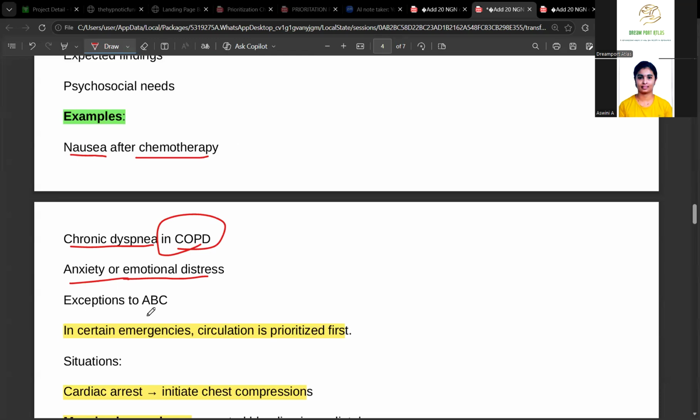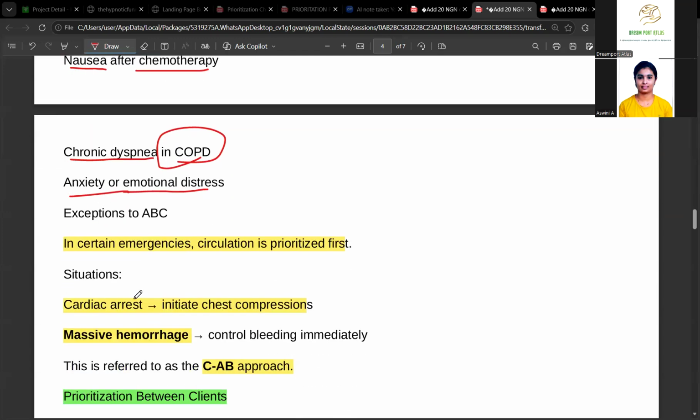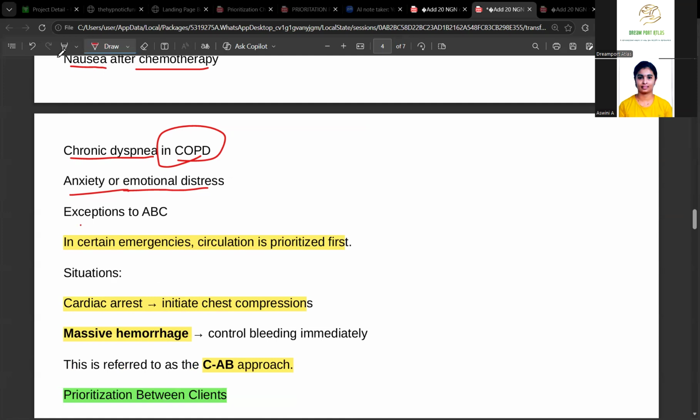Now, the exception to the ABC. In case of emergency, there are some exceptions while assessing the ABC. In an emergency, circulation will be our highest priority. By reading the scenario itself, we can apply the theory. In an emergency, if it is a bleeding-related or perfusion-related issue, our first priority will be circulation.